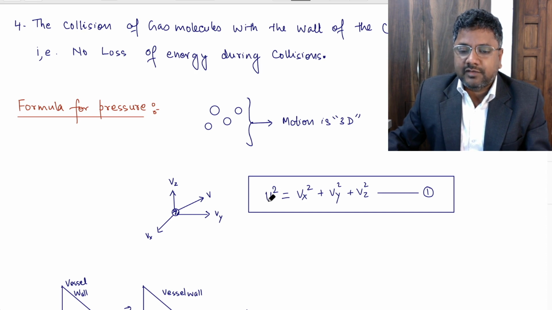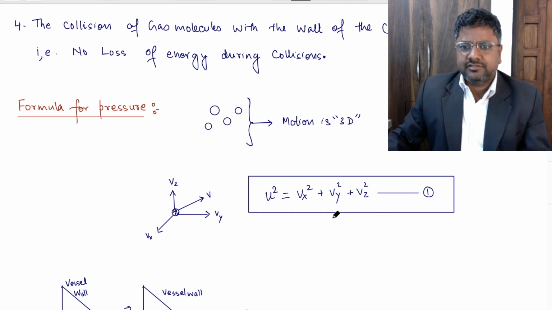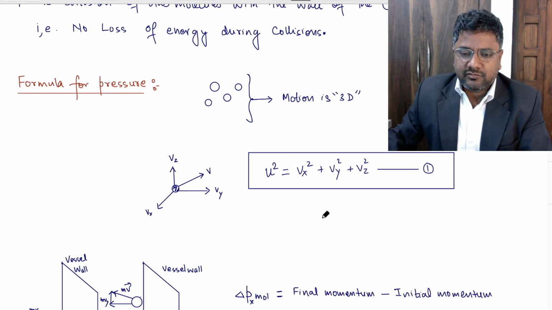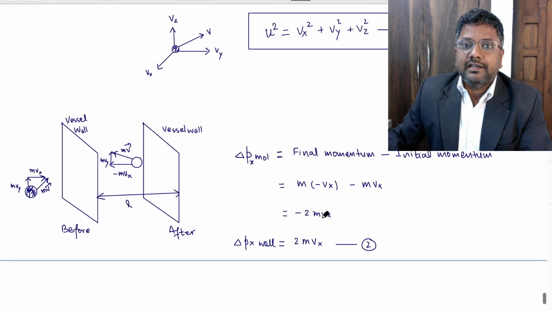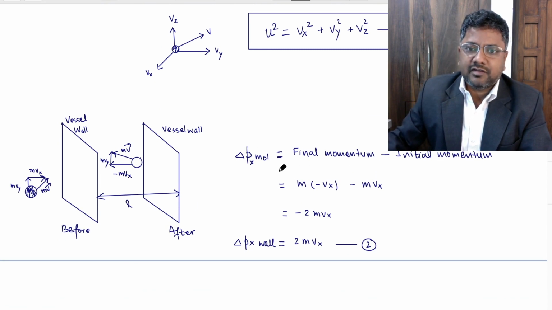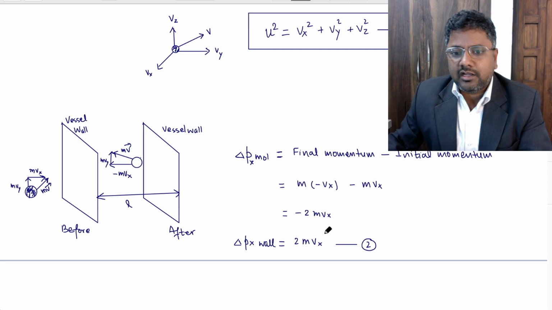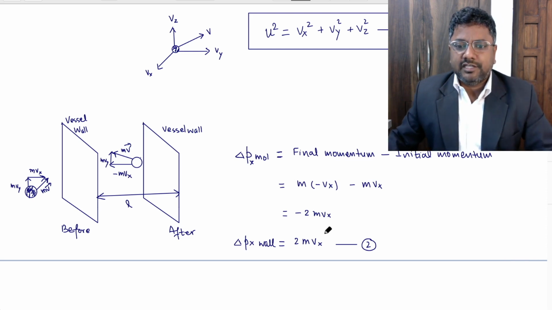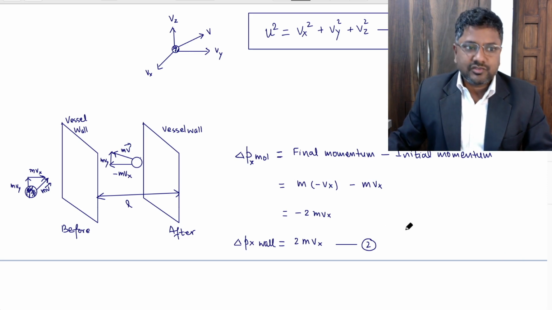Word it carefully, you have to use speed, and these are the components. You can prove this with the help of the Pythagorean theorem, right? But it is not required. You can very easily understand how I have written this. And see, this is the momentum transfer, or change in the momentum: final minus initial, for the molecule as well as for the wall. And you know the collision is elastic, so total energy is conserved, and momentum is also conserved.